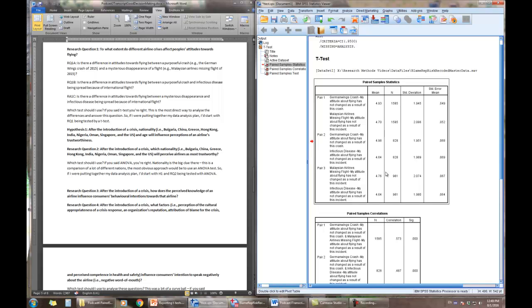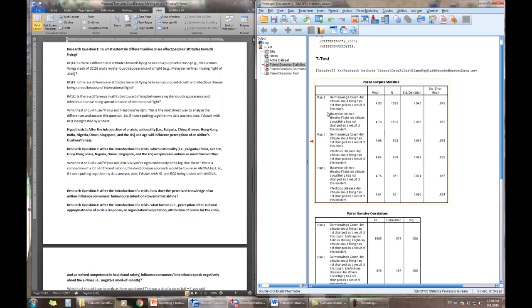Very simply, the most basic answer to our question is that different types of crises affect people's attitudes towards flying differently. Now, if we take a look at our means, the highest mean was the 4.93 for the purposeful crash. The middle mean was the 4.70, and these are all on a scale of 1 to 7. It was fairly neutral, but still more so towards the other side, was the disappearance. And then the lowest one was the infectious disease, the 4.64.